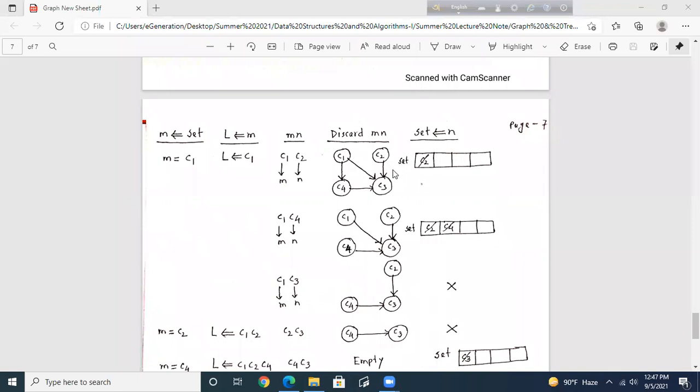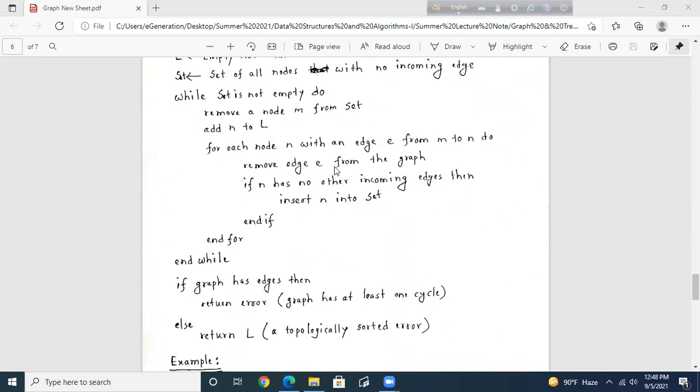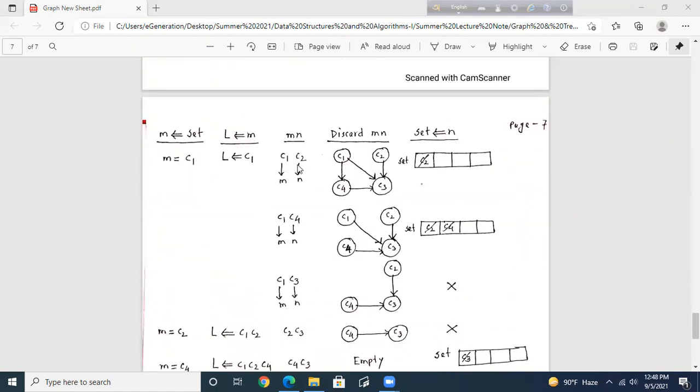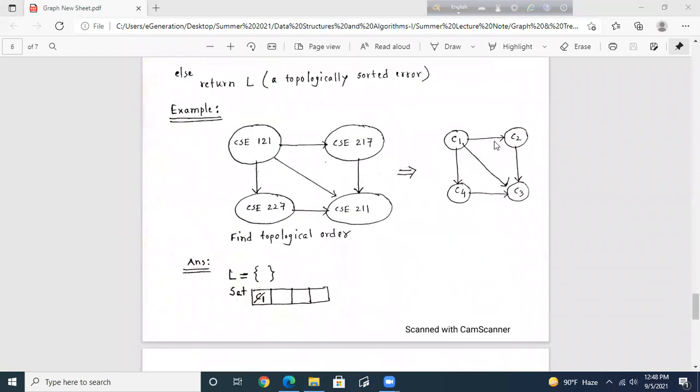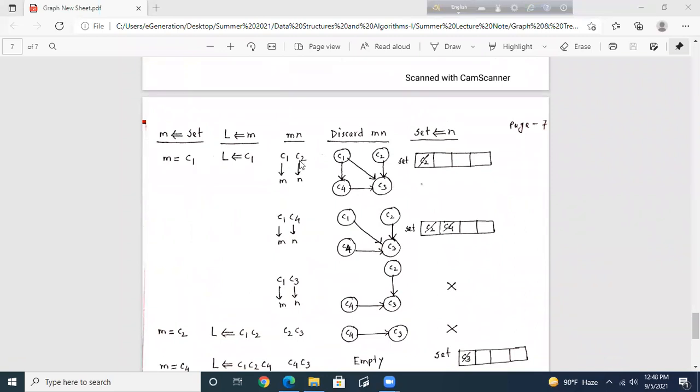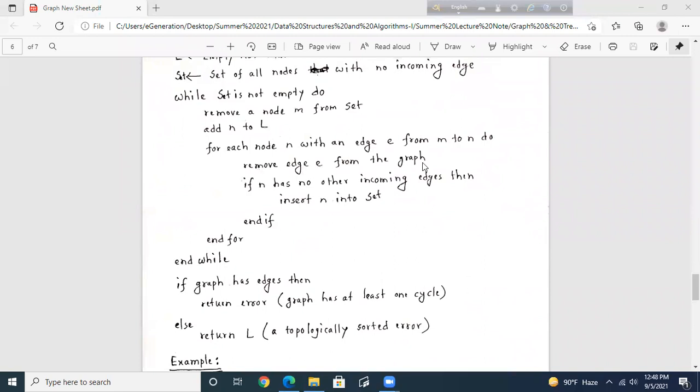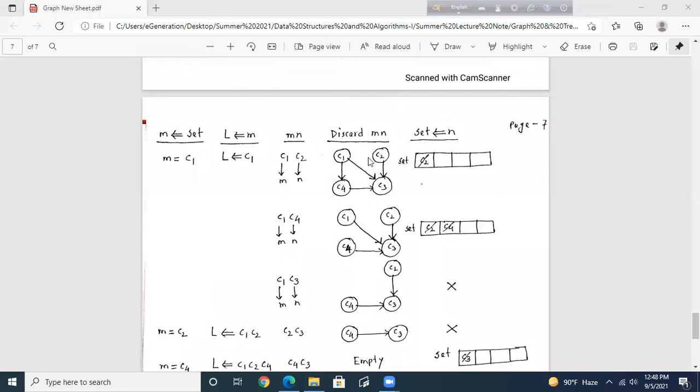So now, dear student, here C1 to C2. Second line is remove edge E from the graph. Since E means our edge, E means C1, C2, you have to remove edge C1, C2 from the graph. In the original graph there is C1, C2. According to the algorithm, remove edge E from the graph. So I have removed the C1, C2 edge. You have to delete the edge, not the vertex.